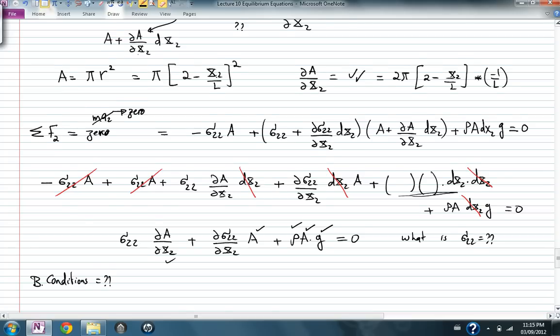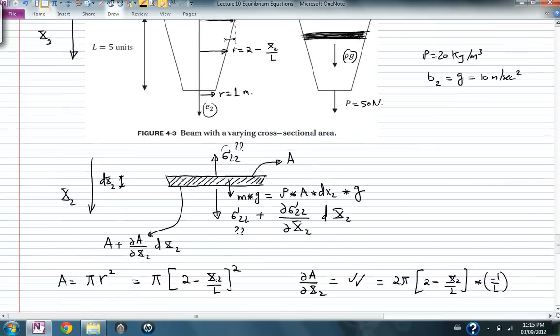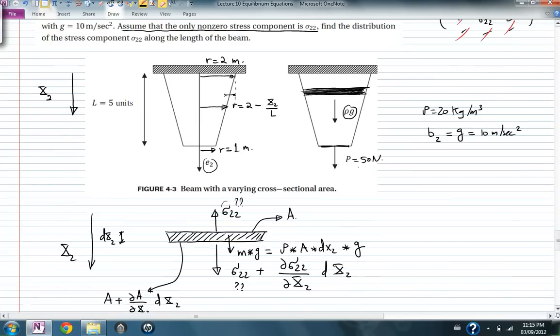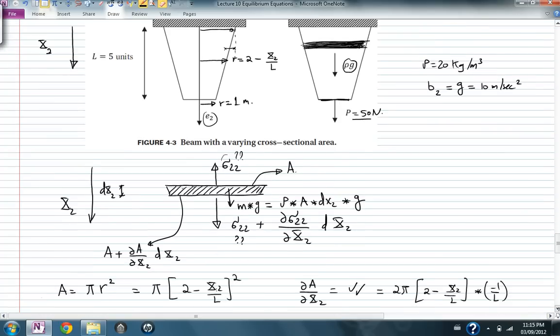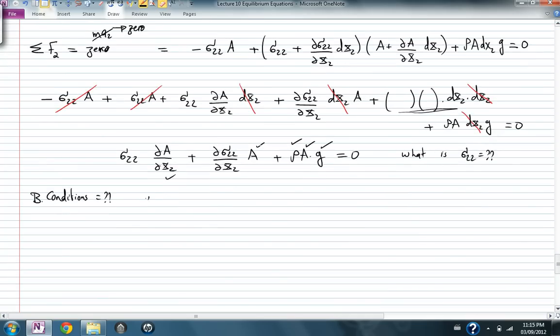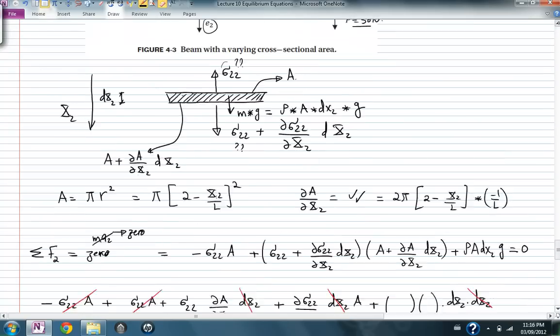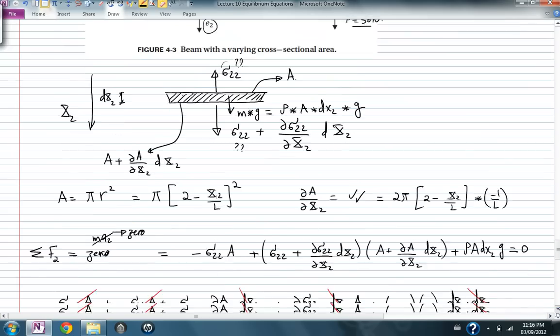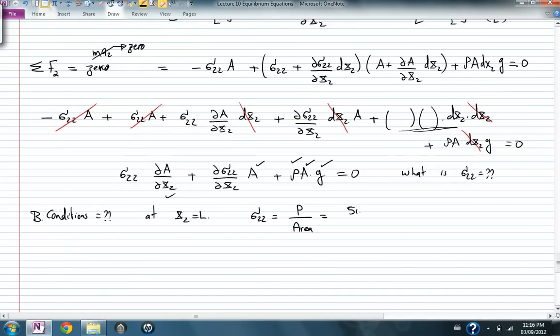The boundary conditions are, if you look at your problem, right here, we know the stress. The stress is given by 50 divided by the area. So at x2 equal to L, sigma 2,2 is given as the force divided by the area. The force is 50. And the area is pi r squared, which is 50 divided by pi, and r is equal to 1.